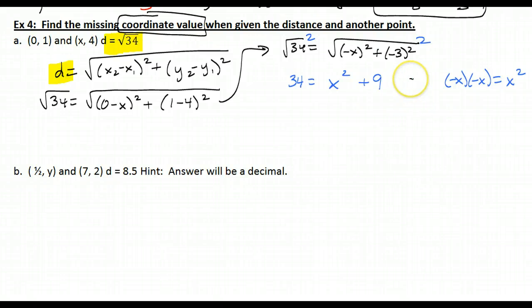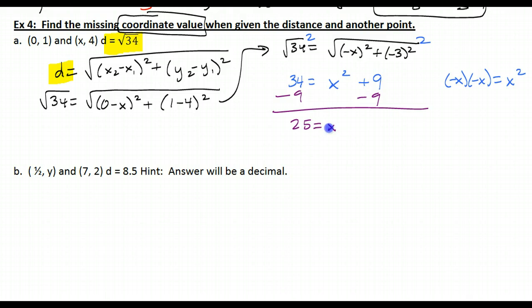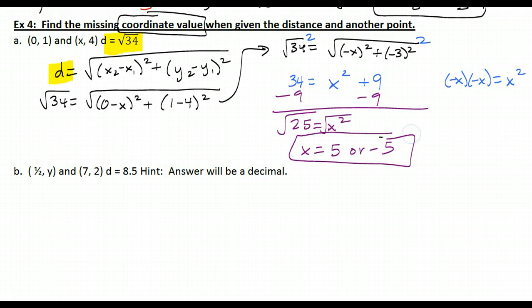Once you get there, it's easy. Just to that step is where it's kind of tricky. So here I'm going to subtract 9 from both sides. And x is going to be 5 or -5. Remember, it has two possible answers when you square root something.